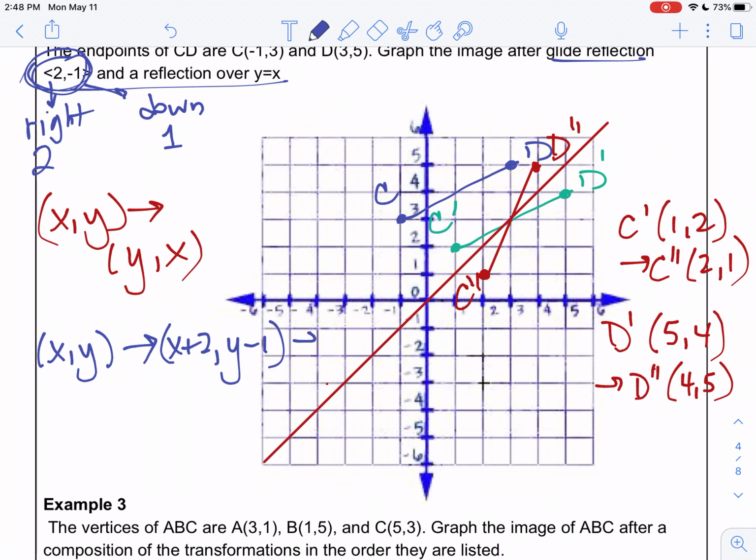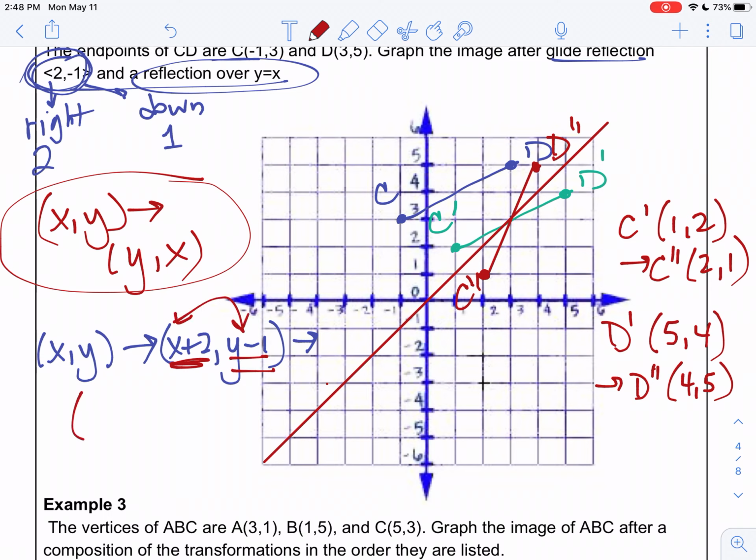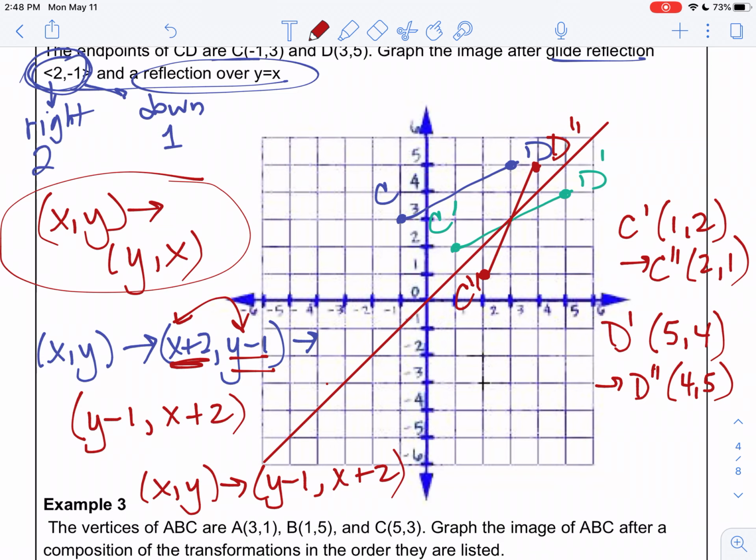Then we do our mapping of our reflection over y equals x. And remember, when we did that, the whole x and y coordinates swapped. So right now, my whole x coordinate is x plus 2, and my whole y coordinate is y minus 1. So I'm going to have those flip-flop, and so I have y minus 1, comma x plus 2. So xy, as one mapping, gets mapped to y minus 1, comma x plus 2.